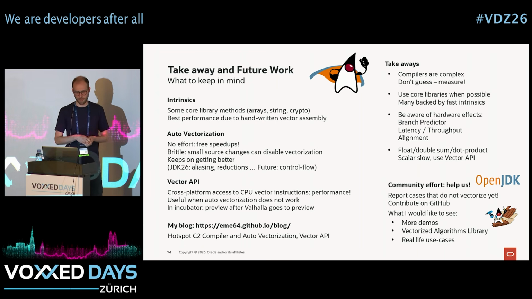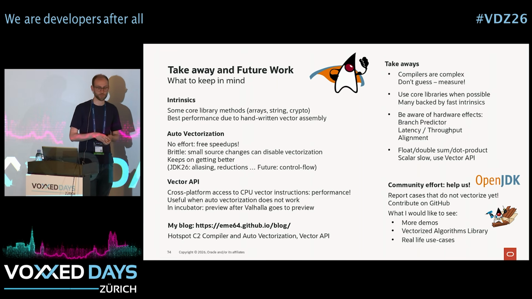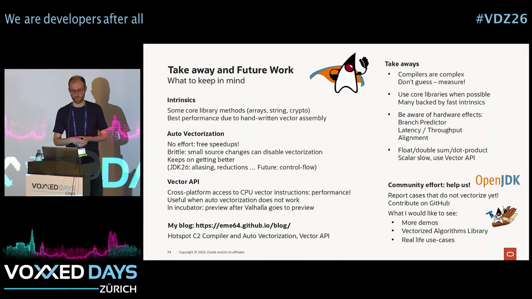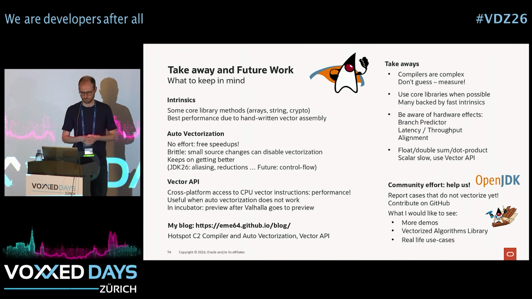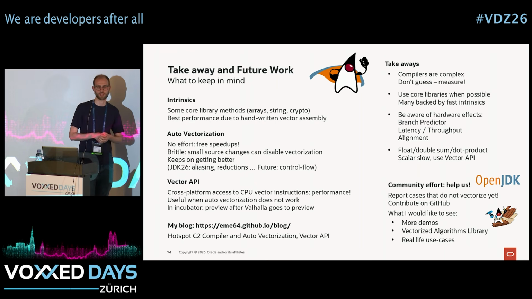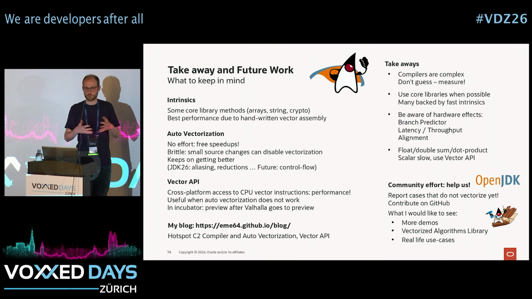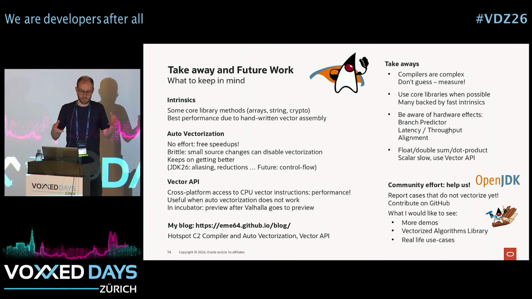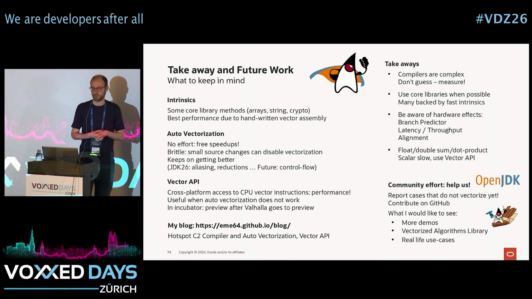The Vector API should give you cross-platform access to these juicy vector instructions. So that means a bit more guarantee on the performance side. And it's especially useful if auto-vectorization doesn't work out for you. But again, it's at this point only in incubator mode. Some people are already using it in production, but you have to know yourself if that's okay for you, or if you need to wait for preview or the general release later on.